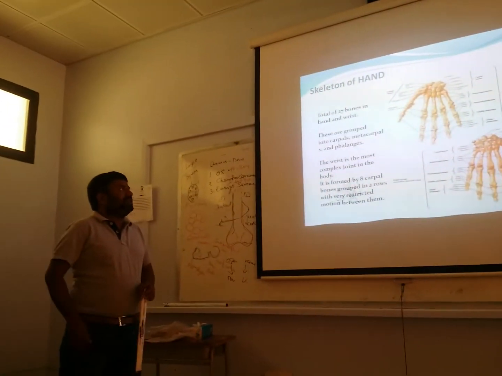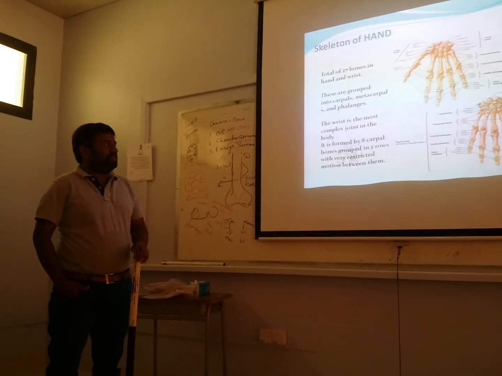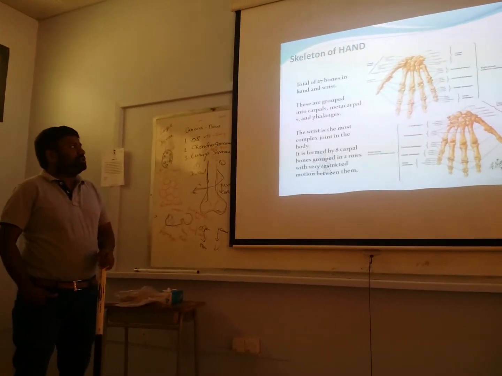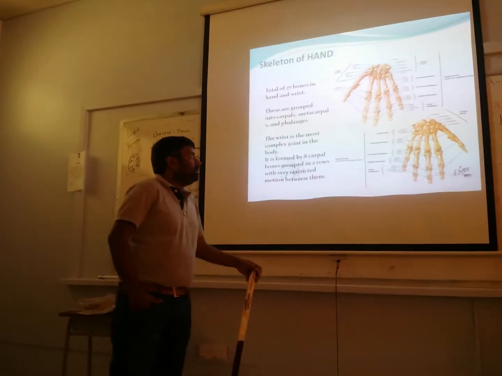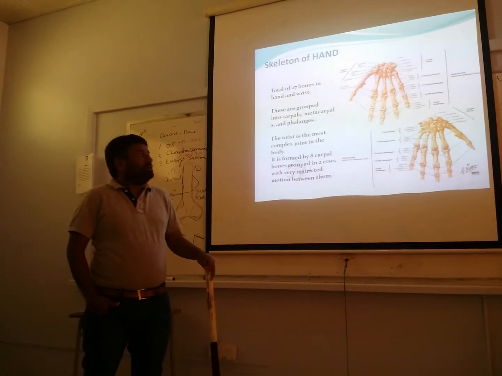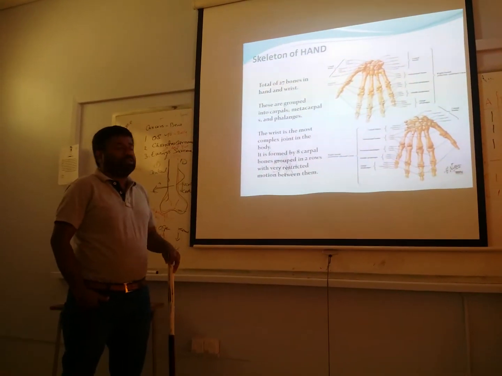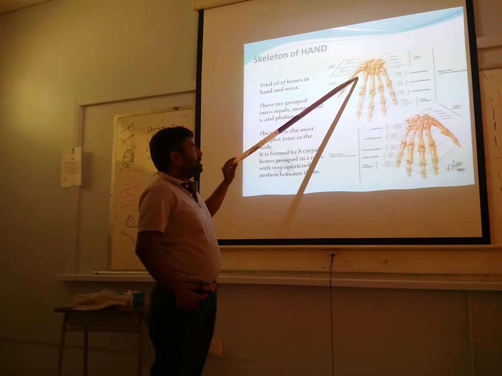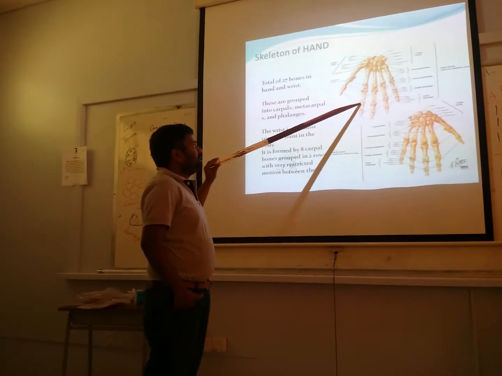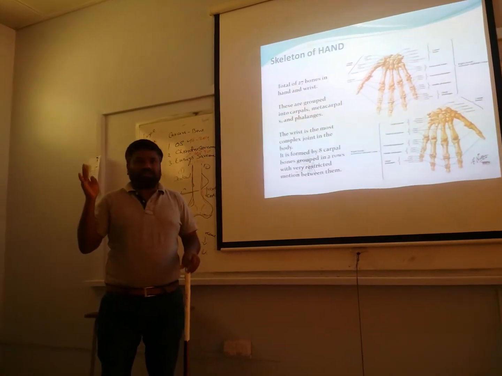Before getting into the details of the structures within the hand, let's look into the skeleton of the hand, okay? The skeleton of the hand consists of about 27 bones, okay? In that, 8 are carpal and these 5 are metacarpal bones, and then these are the phalanges. These phalanges make up the skeleton of the digits, the fingers, okay?